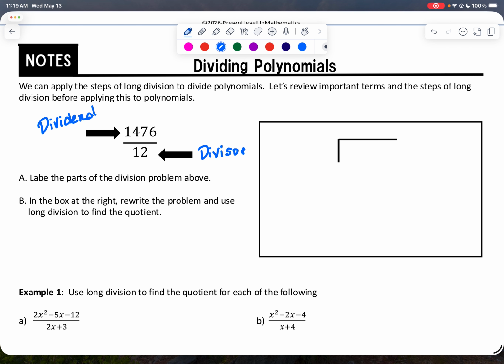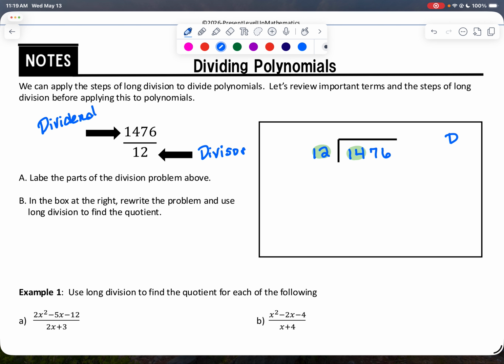So in the box at the right, we're going to rewrite the problem and use long division to find the quotient. And hopefully this will help you remember the steps for long division. So what you do is you take your divisor, which is 12, and put it on the outside of the division house. And then you put your dividend, 1,476, on the inside of the division house, and then you start the process. So step one is you're going to divide. So we're asking ourselves, how many 12s are there in 14?